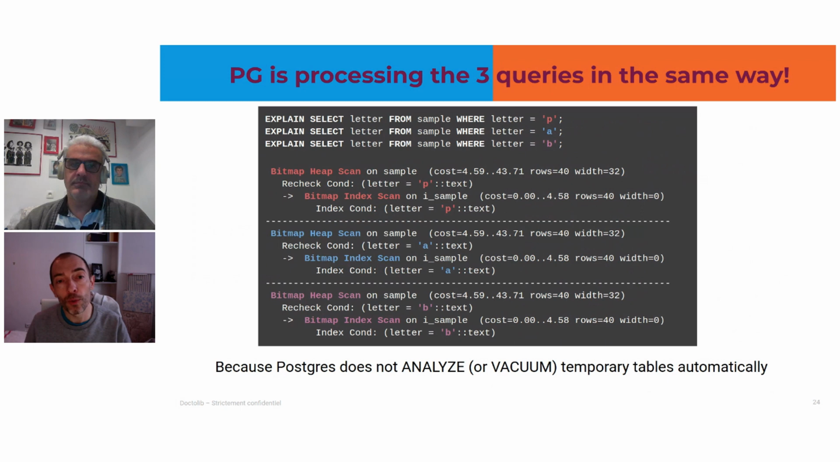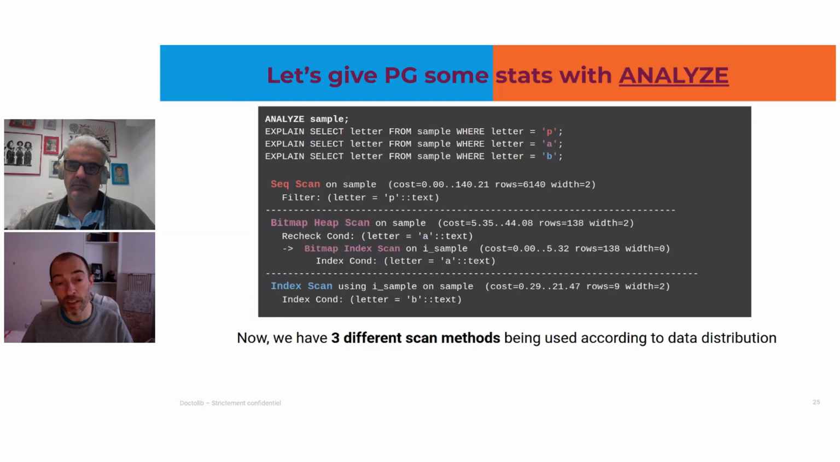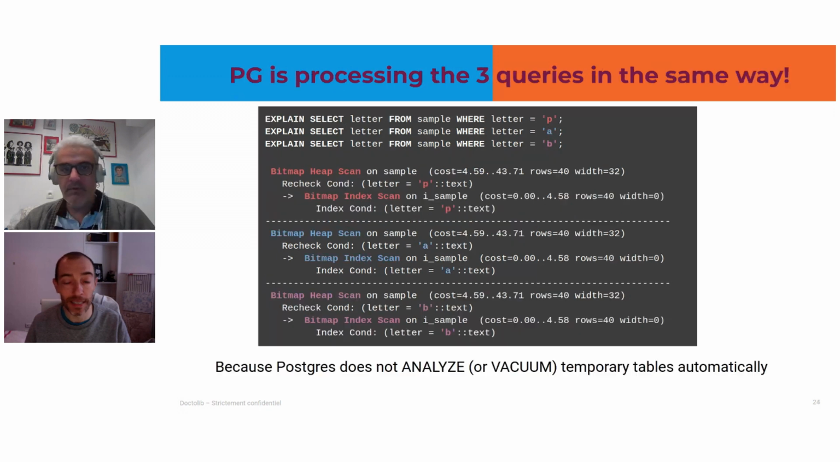So at first, when you explain the plan, which is like select letter from sample where letter equal P, A, or B, we'll get, surprisingly, 3 times the same plan. And this is normal at this stage because we created in the session a temporary table, sample, and at the moment, Postgres did not yet analyze the tables, so it didn't have any statistics on it. So it just chose what it thinks is best, which is a bitmap index scan.